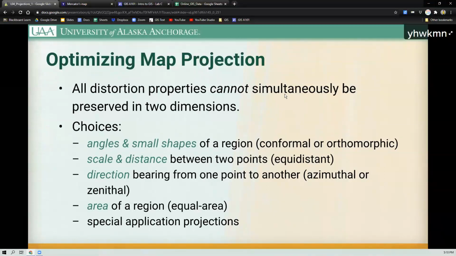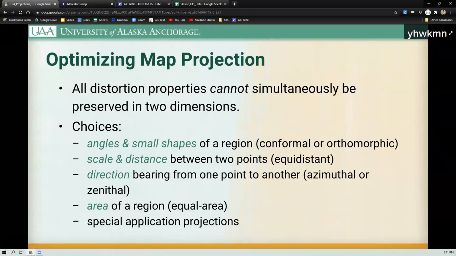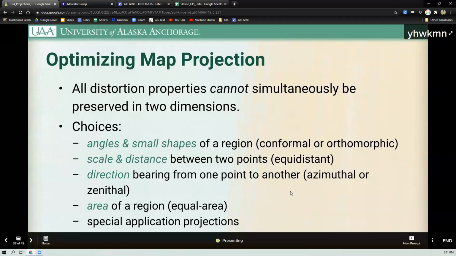So each of those types of projections has a trade-off. You can't have any one perfect system other than making 3D globes for everything. So you're going to have trade-offs in your decision making. So the Mercator system is a conformal system. So that is going to try to optimize continuous angles and shapes.